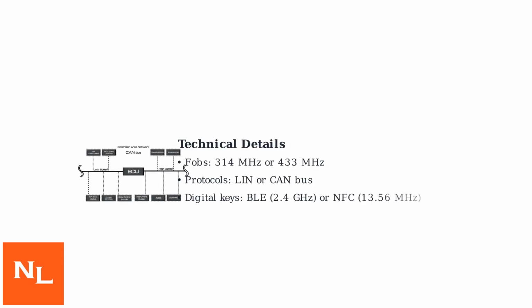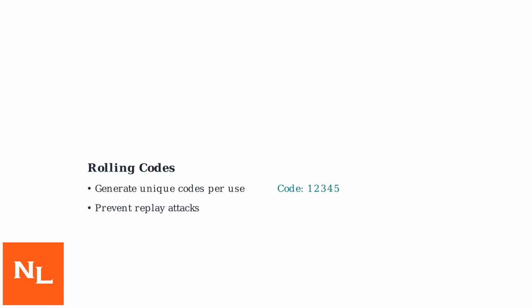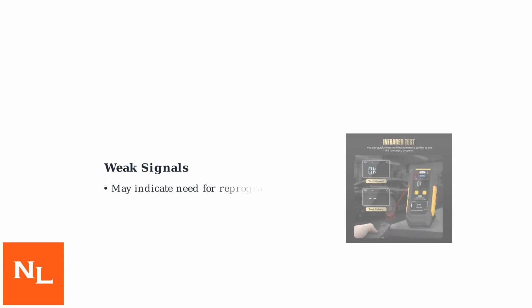Traditional fobs operate at 314 or 433 MHz using LIN or CAN bus protocols. Digital keys use Bluetooth Low Energy at 2.4 GHz or NFC at 13.56 MHz for short-range communication. Modern systems use rolling codes, generating a unique code for each use to prevent thieves from replaying captured signals. If your fob has weak signals or reduced range, it may need reprogramming. Test its functionality to ensure proper operation.